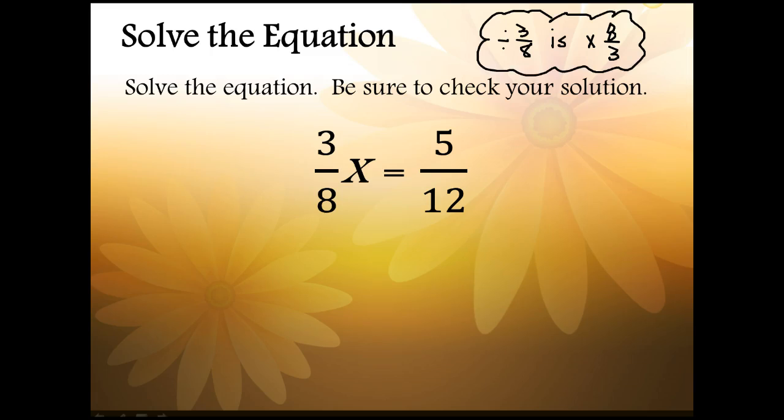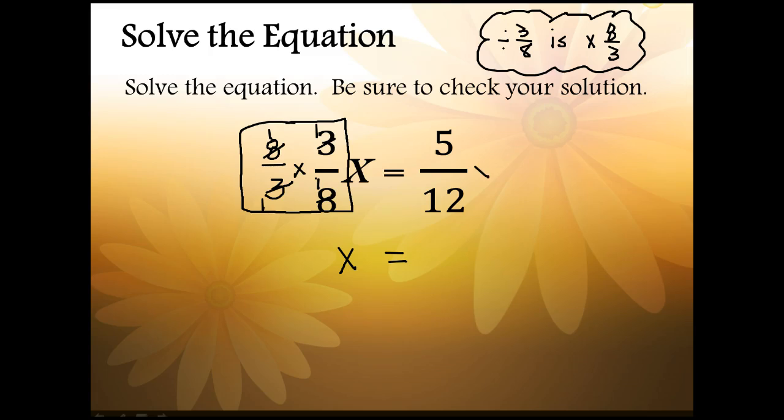On the left-hand side, we would have the reciprocal of 8/3 times 3/8. Multiplying by that reciprocal reduces the coefficient to 1, and that leaves us with just x on this side. Then, in order to keep the equation balanced, we must multiply the other side by 8/3 as well.